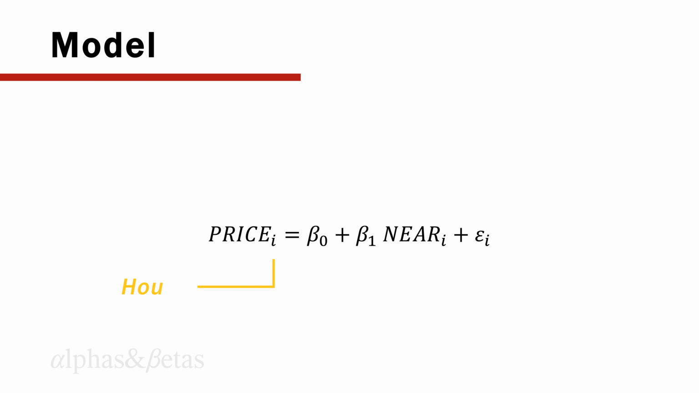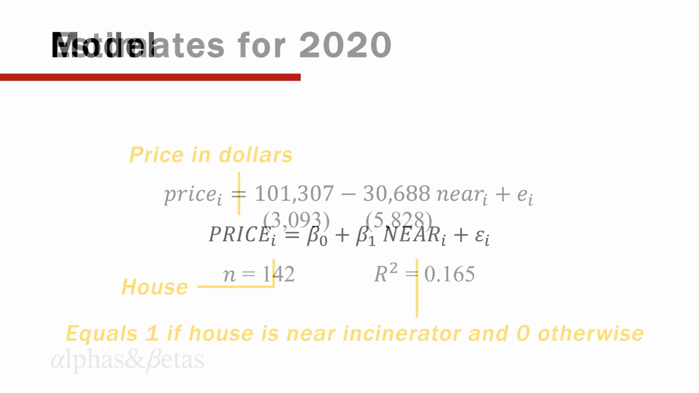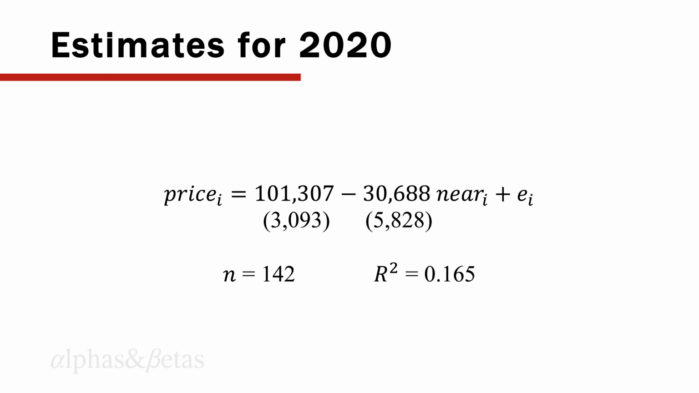For each house i, price is the price in dollars. Near is a dummy variable that equals 1 if the house is near the incinerator, defined as being within a specified distance, and 0 otherwise, and epsilon is the error. This is the estimated regression. The results tell us that in 2020, houses near the incinerator are on average $30,688 cheaper than those farther away.